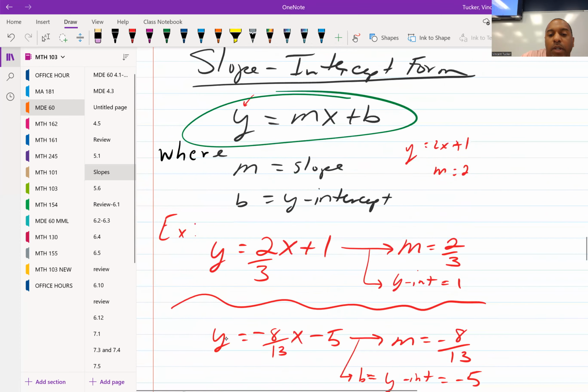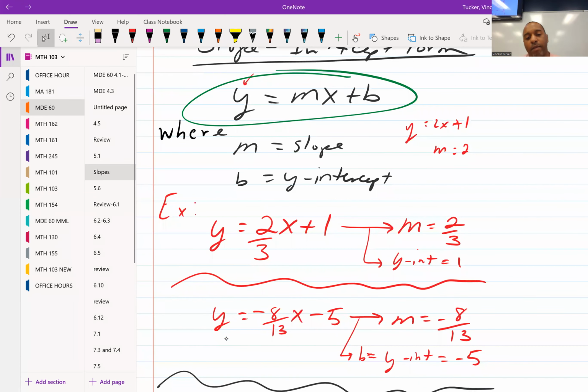All right. Then here is another example of that. y equals negative 8 over 13 x minus 5. m is equal to negative 8 over 13, and my y-intercept is negative 5.